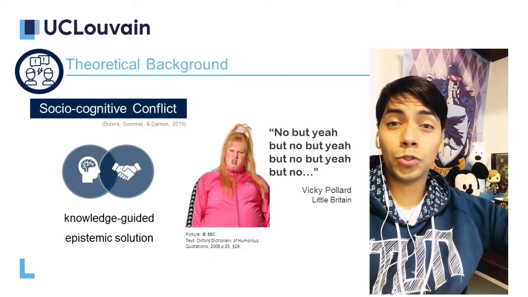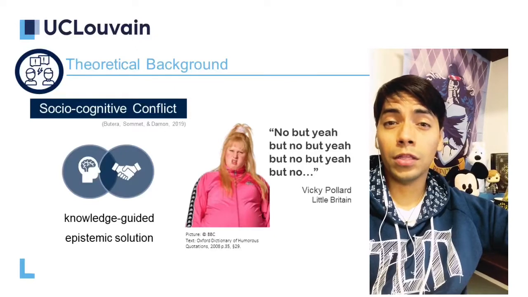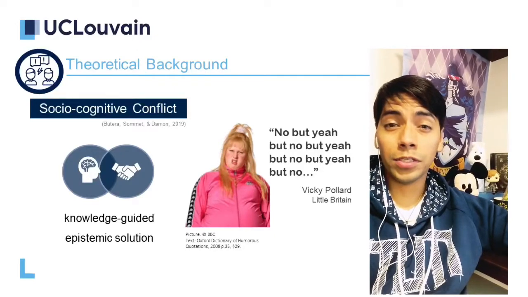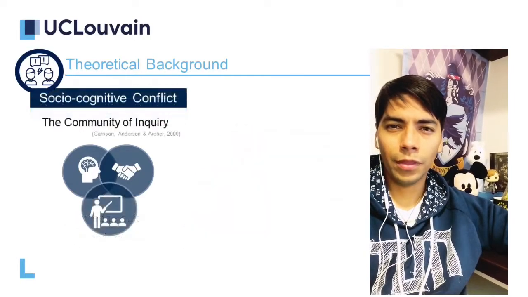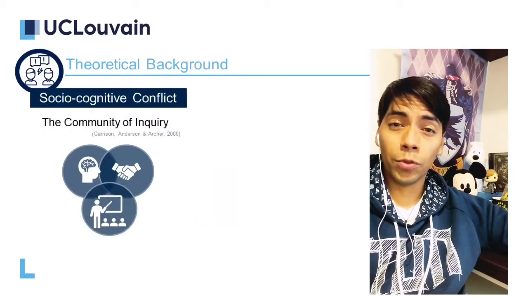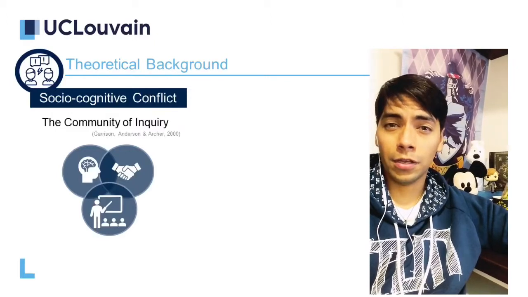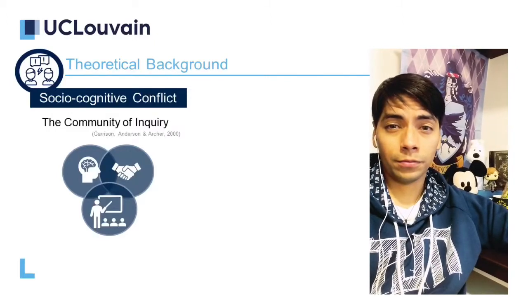But to be able to do this, socio-cognitive conflicts require to be knowledge guided. In other words, they require the presence of a teacher that guides the discussion. According to the community of inquiry, the teaching presence, the social presence, and the cognitive presence are essential for learning.